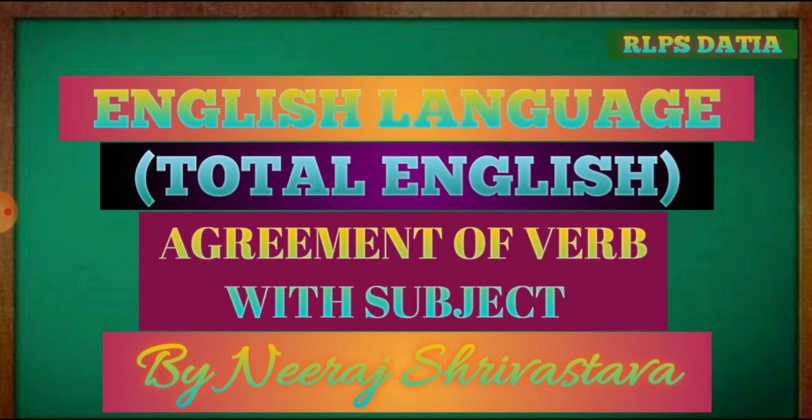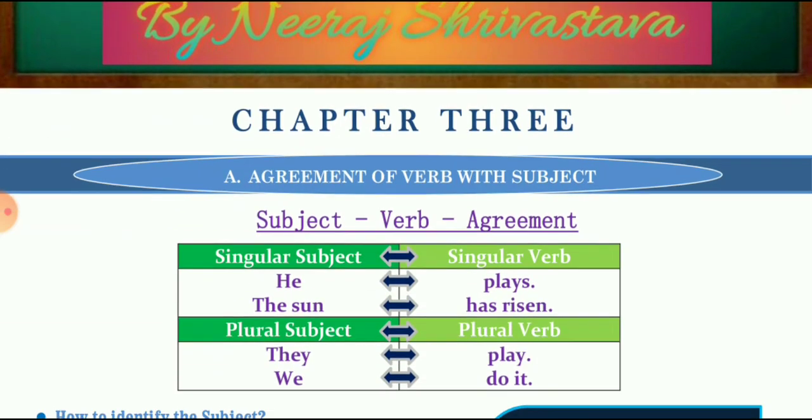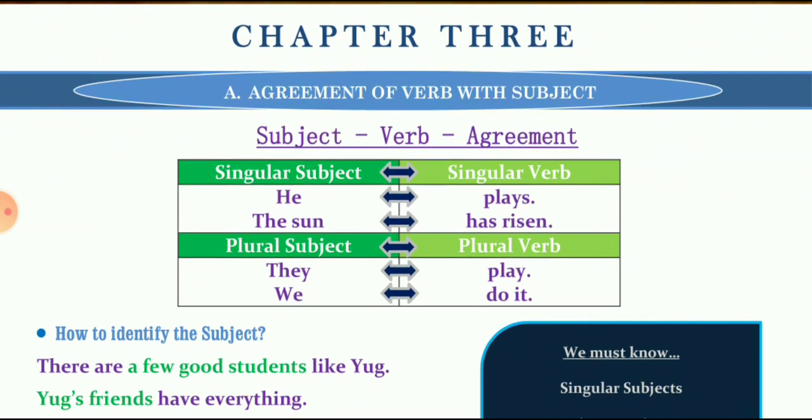So let's start. Today we are going to study English language. Today's topic is agreement of verb with subject. That is chapter 3 from our Total English book, agreement of verb with subject. It is also called subject verb agreement.